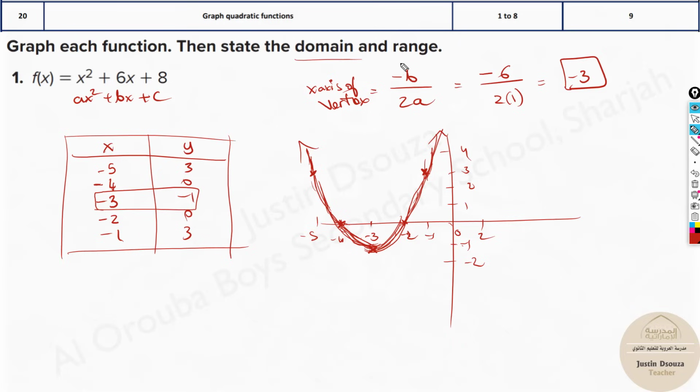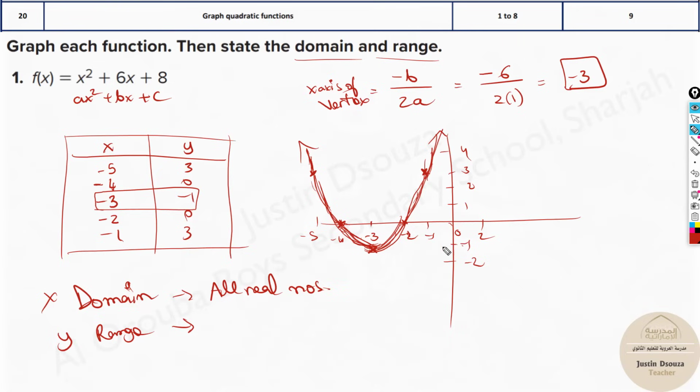Now here they have also asked you to state the domain and range. So the domain is always all real numbers for each and every quadratic function. It's always all real numbers for all quadratic functions. Now, what about the range? Range is the y values. Domain is always related to the x values, range is y values. Why is domain all real numbers? Because this keeps on extending forever, right? It keeps on going. So all x values are included.